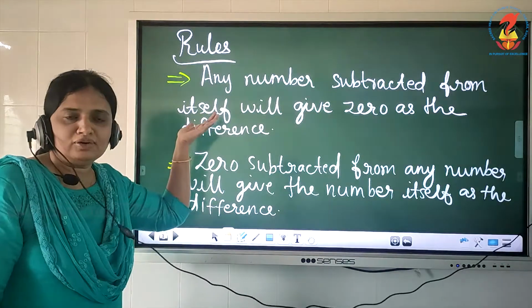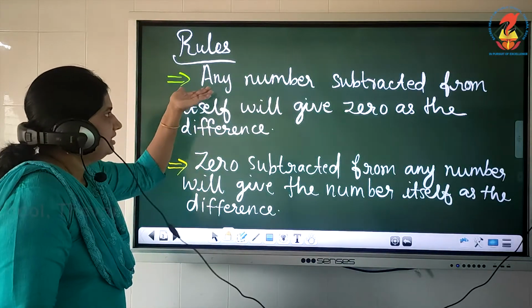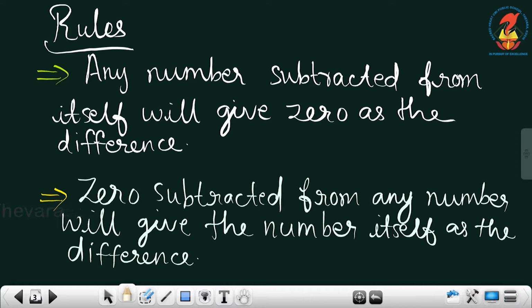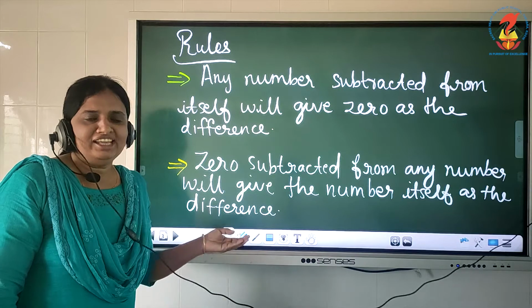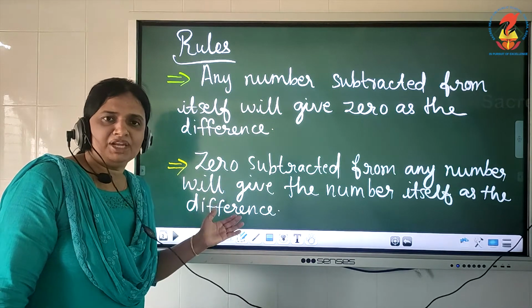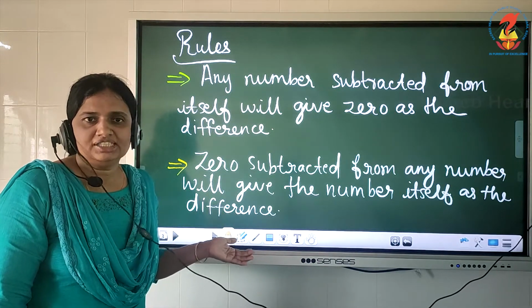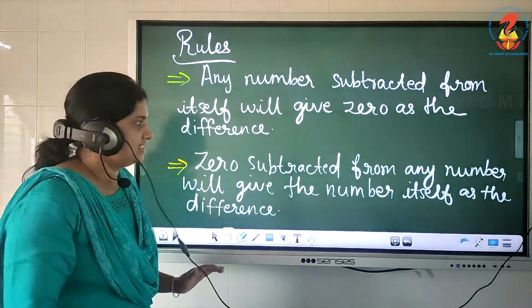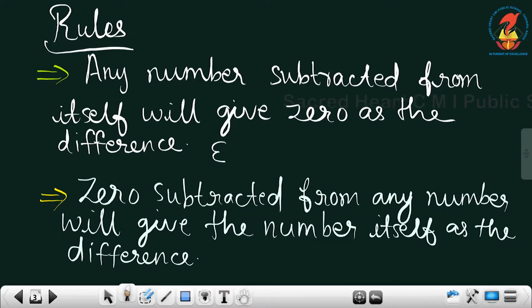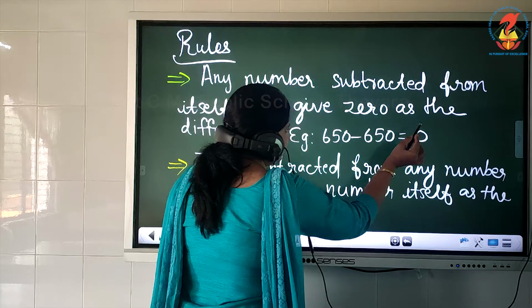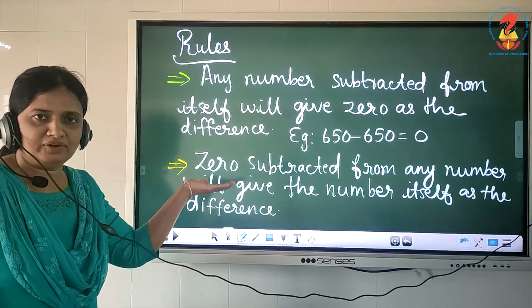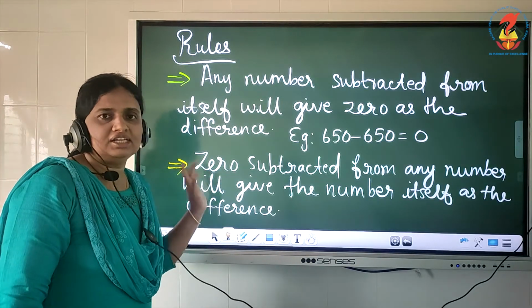Then some rules are also there. Any number subtracted from itself will give 0 as the difference. Any number subtracted from the same number, you will get only 0. I will give you one example: 650 minus 650, you will get 0.